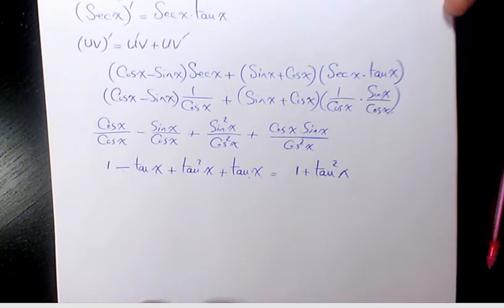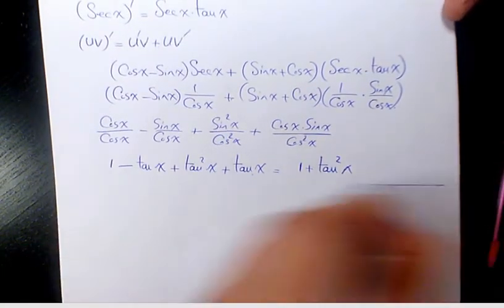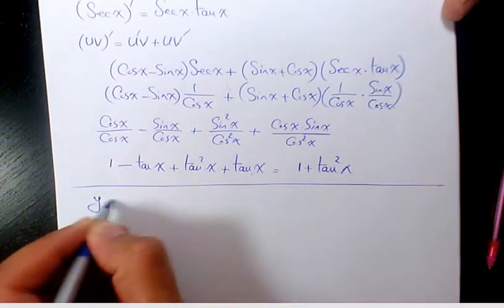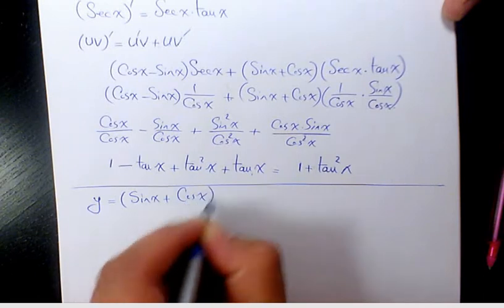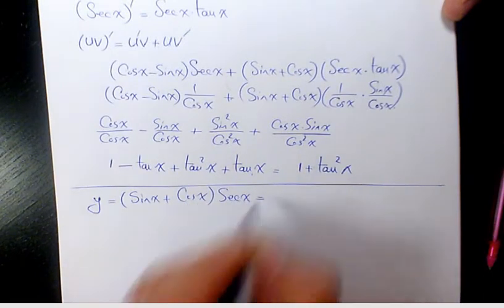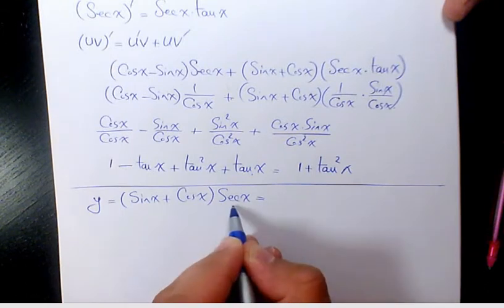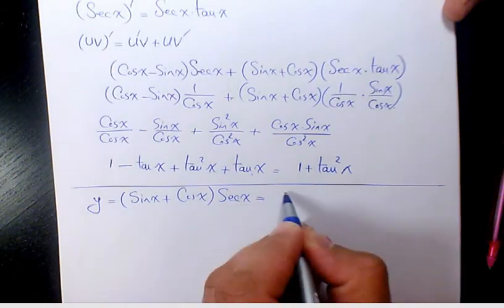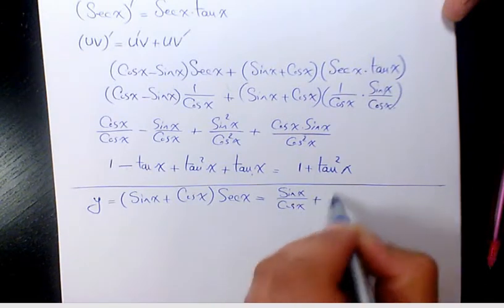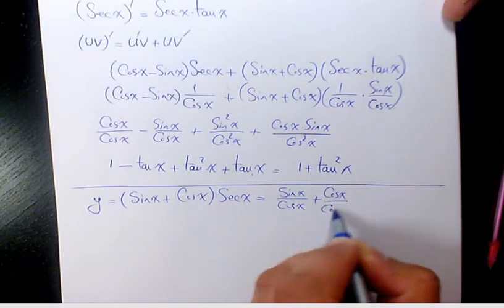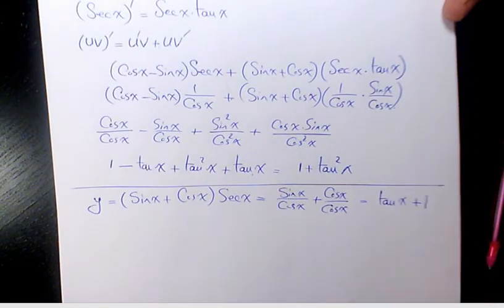We can solve this example in another form. Sine x plus cosine x times secant x. If we use trigonometric identities, secant is 1 over cosine, so it's going to be sine x over cosine x plus cosine x over cosine x. So this is going to be tan x plus 1.